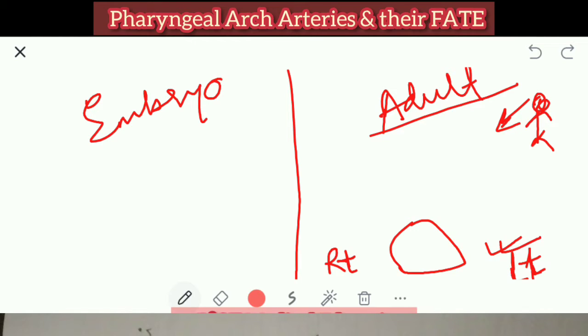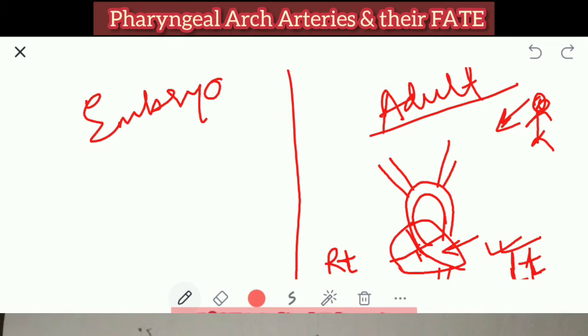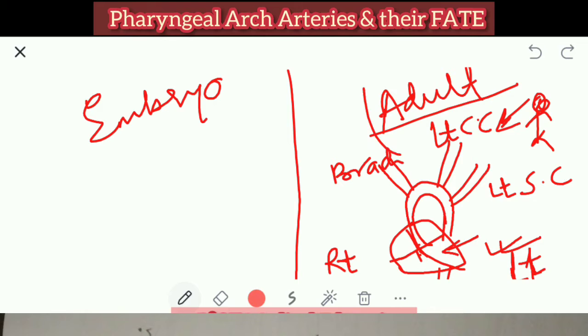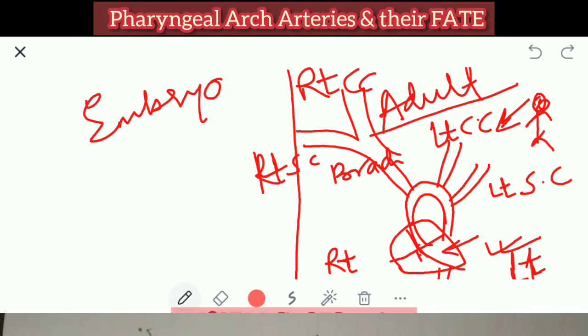Then you have the arch of aorta. These are the four chambers, and from the left ventricle you will have the arch of aorta going like this behind, and then getting into the descending aorta. Now you will have three main branches. This is the left subclavian, this is the left common carotid, and this is the brachiocephalic, which further divides into the right subclavian and the right common carotid artery.